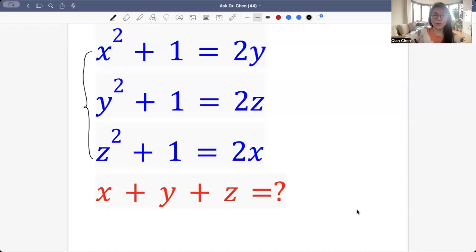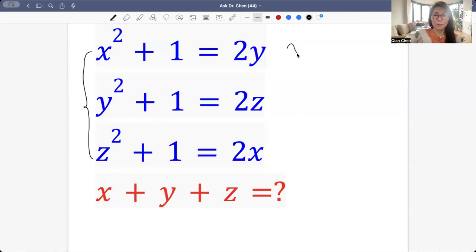Let's see this question. We have three equations with three variables. So we observe we have x squared, y squared, z squared. We have positive 1, positive 1, positive 1. Then we have 2y, 2z, 2x. Well, one way is we could rewrite the equations.